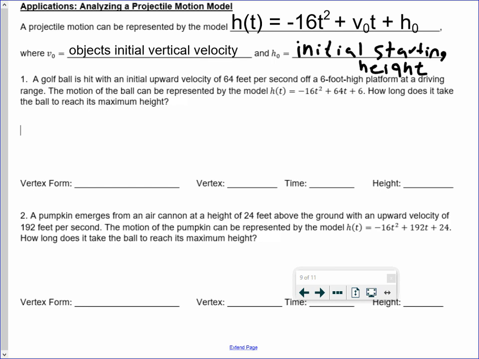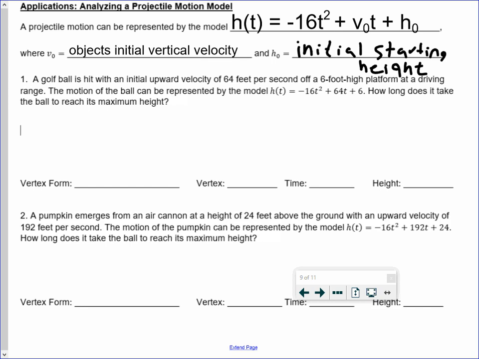A golf ball is hit with an initial upwards velocity of 64 feet per second off a 6-foot-high platform at a driving range. The motion of the ball can be represented by the model h of t equals negative 16t squared plus 64t plus 6. How long does it take the ball to reach its maximum height?